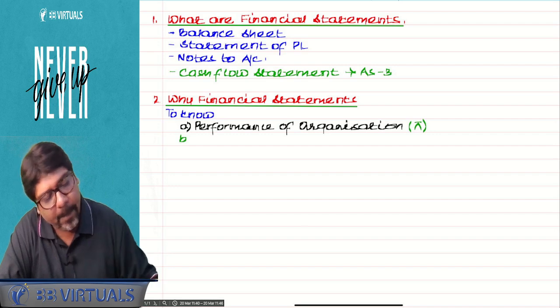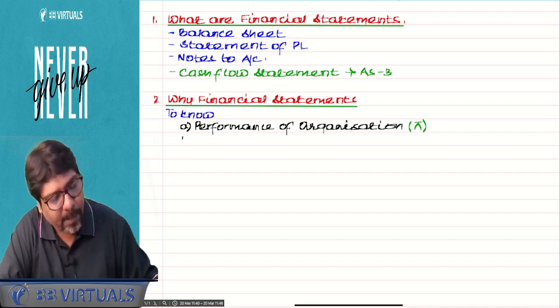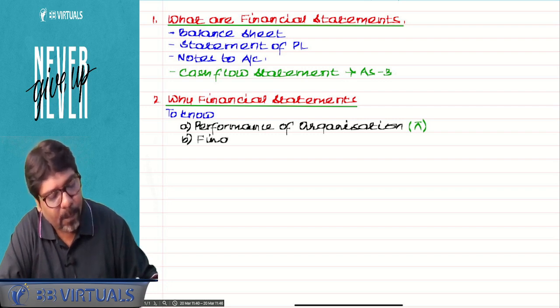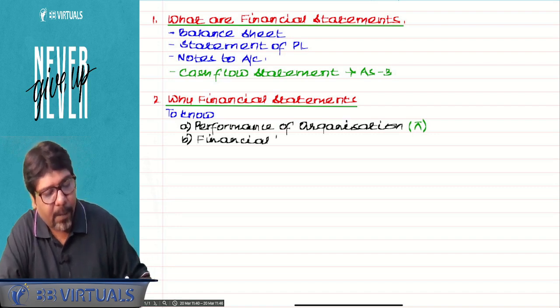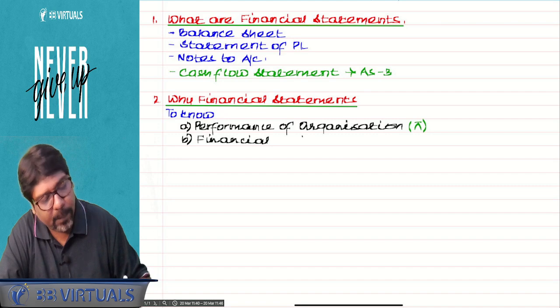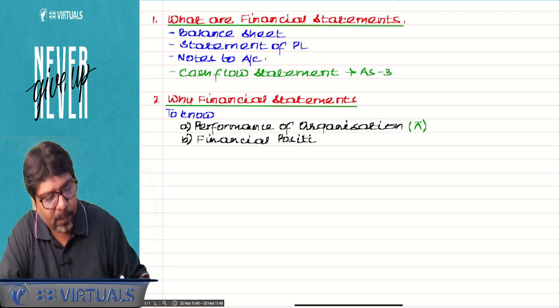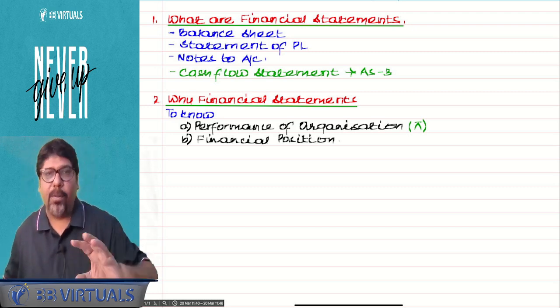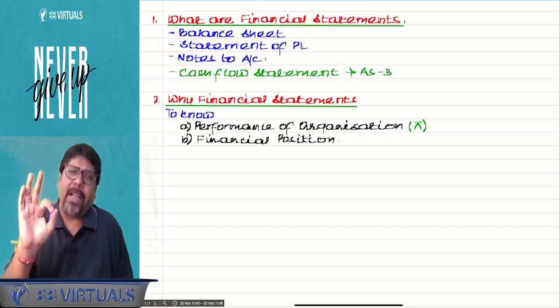B, to know financial position. Correct? To know financial performance and to know financial position. That is why we prepare financial statements.